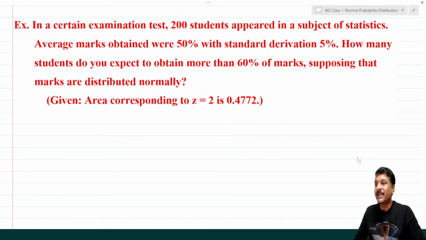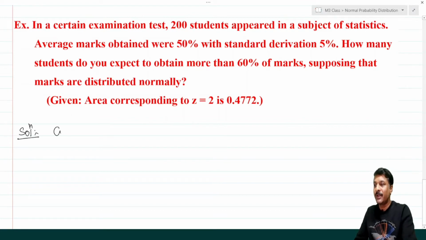And the given area corresponds to Z equal to 2. See the difference between this and the last. Here Z equal to 2 means that whatever the area is, it is from Z equal to 0 to 2. So Z equal to 2 is 0.4772. So first you write the given things.